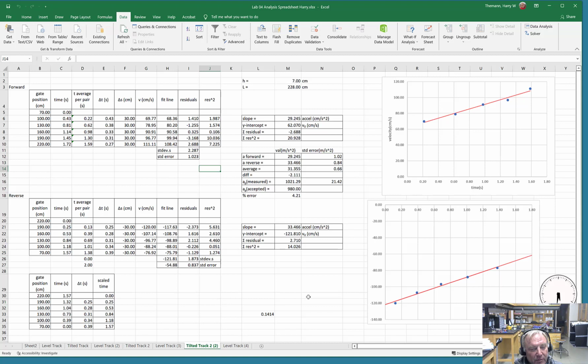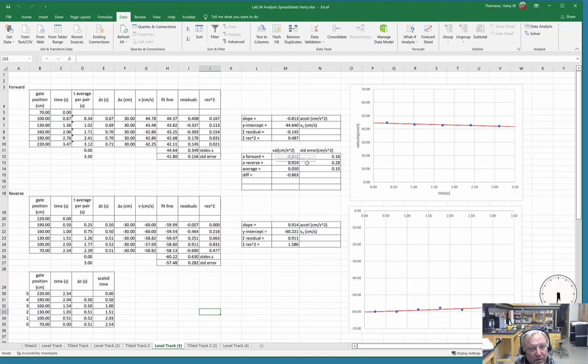Now, when we do it in the opposite direction, so we're sending it up the hill, we have a negative velocity, but we still have a positive slope because we didn't change the tilt, and it's a very severe tilt. And we see we also get a positive slope, but it is not quite the same. So let's see what we have here.